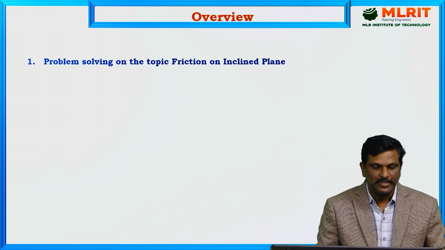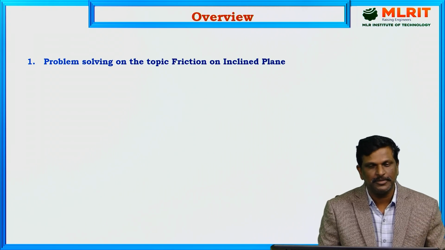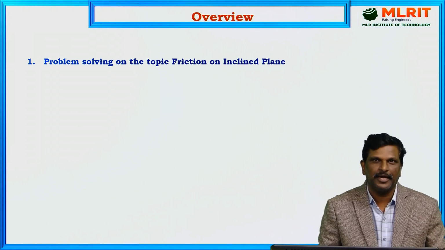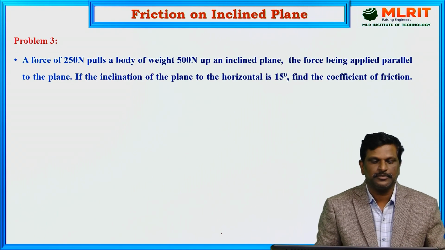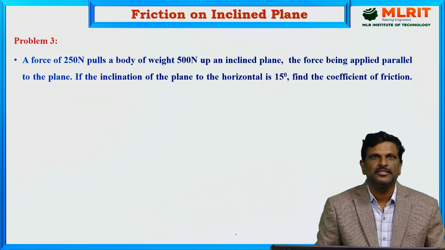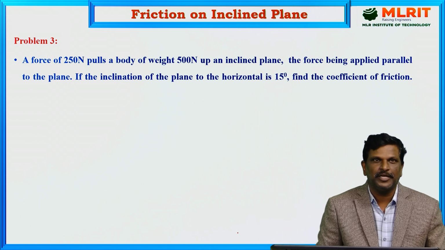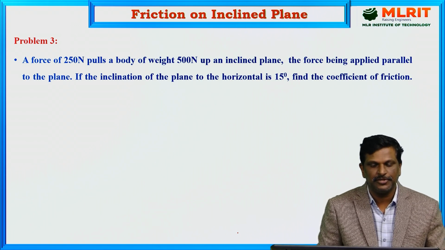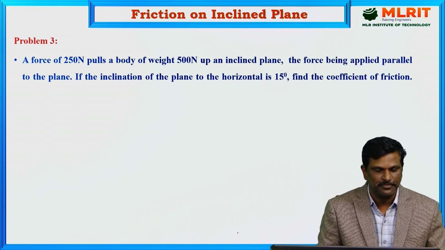We will try to understand how to solve problems on an inclined plane. See, a force of 250 newtons pulls a body of weight 500 newtons up the inclined plane. The force is applied parallel to the plane. If the inclination of the plane to the horizontal is 15 degrees, find the coefficient of friction.